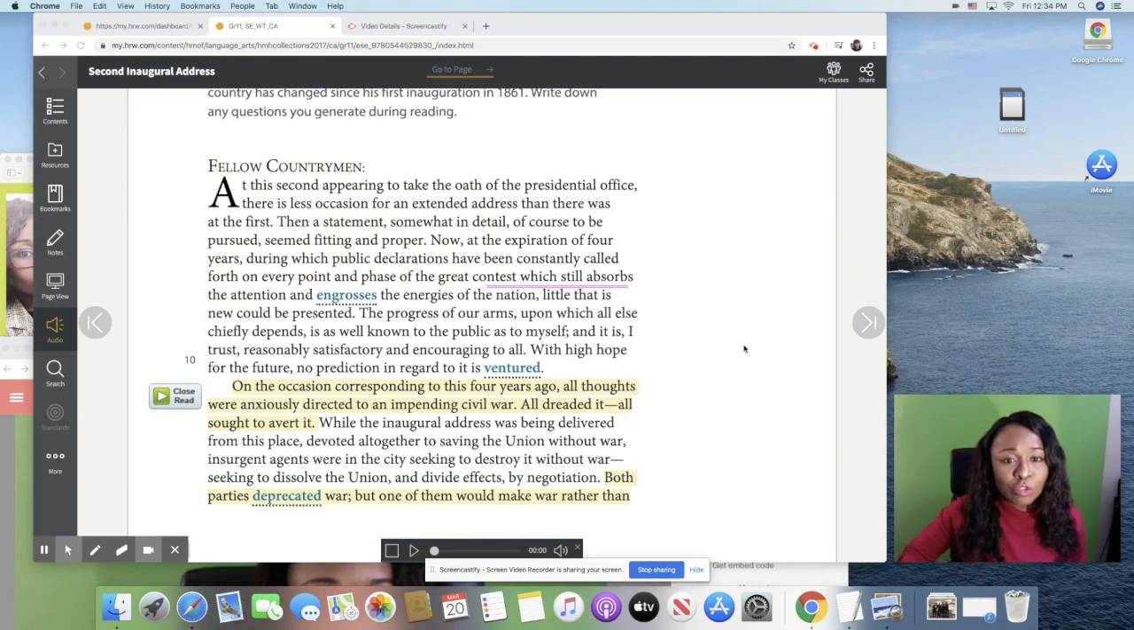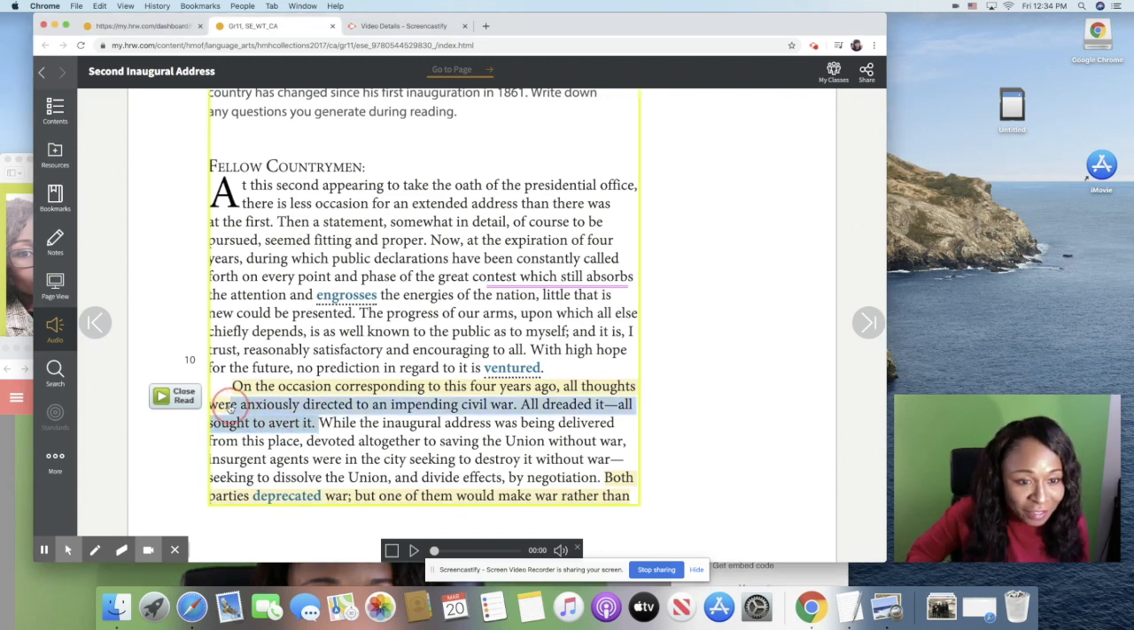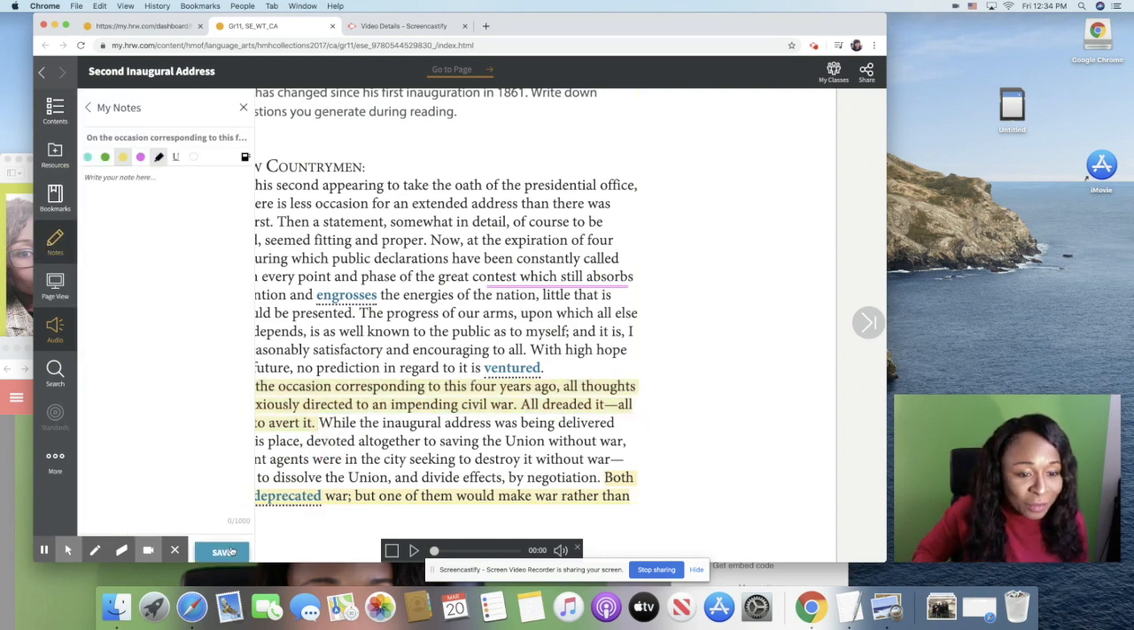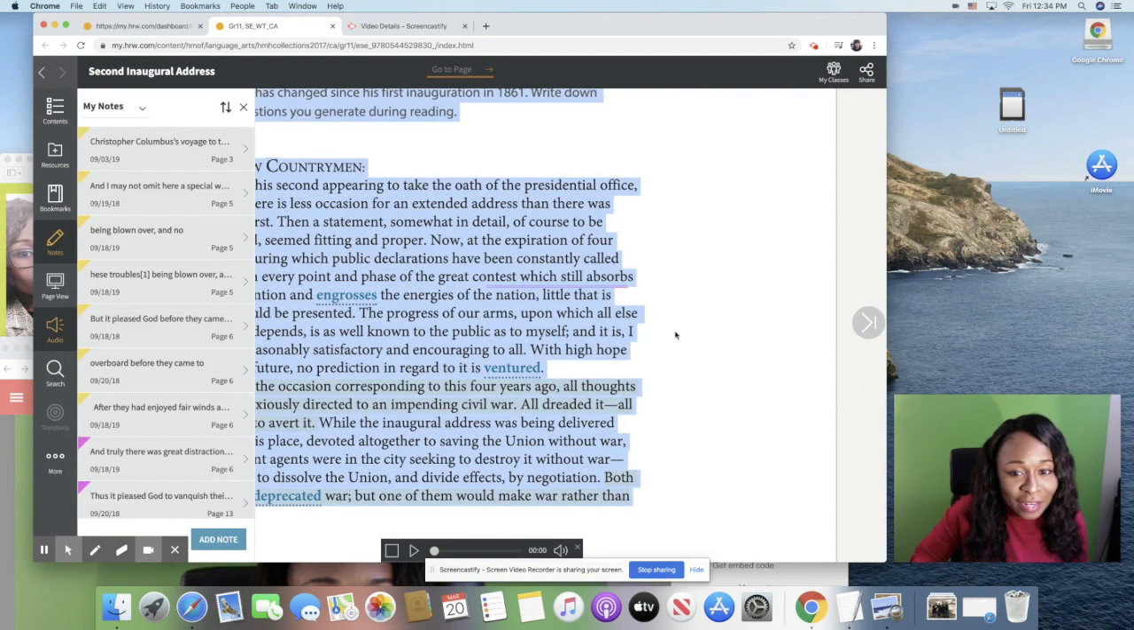All right, so I want to draw your attention to this highlighted area here. You click and drag, right? You open up add a note and you hit save. So that's how you're going to highlight.